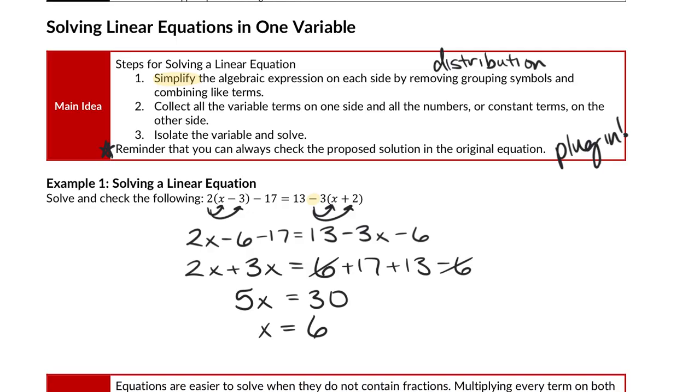Okay, cool. We think this is the solution, but because we don't have our check answer button ready to go and there's no answer key for me to check, how do you check to make sure you have the right answer? You plug it in. So here's my plug-in step. You're going to take the 6 that we think is the answer, and everywhere there was an x in the original equation, you're going to put a 6 there.